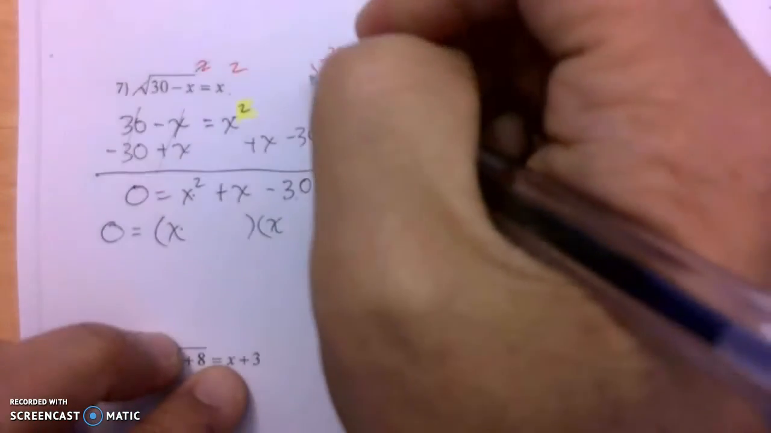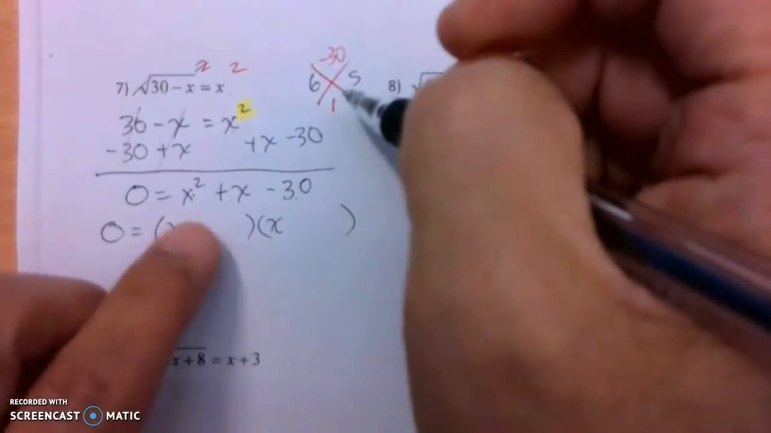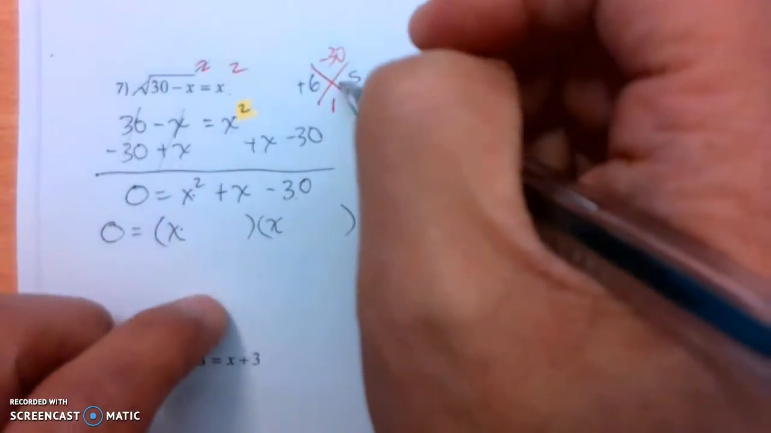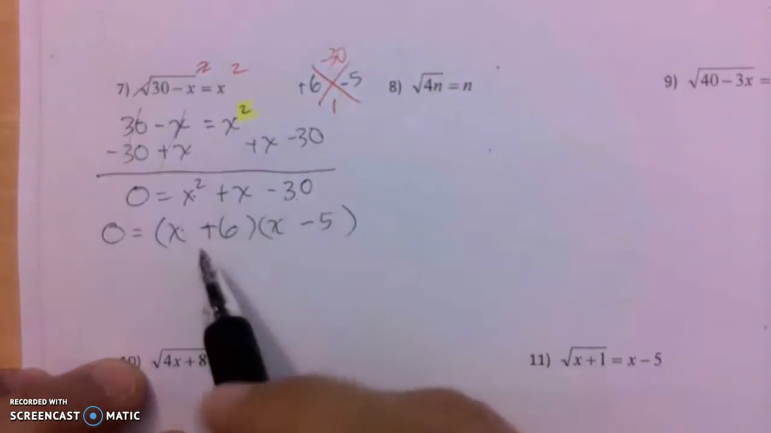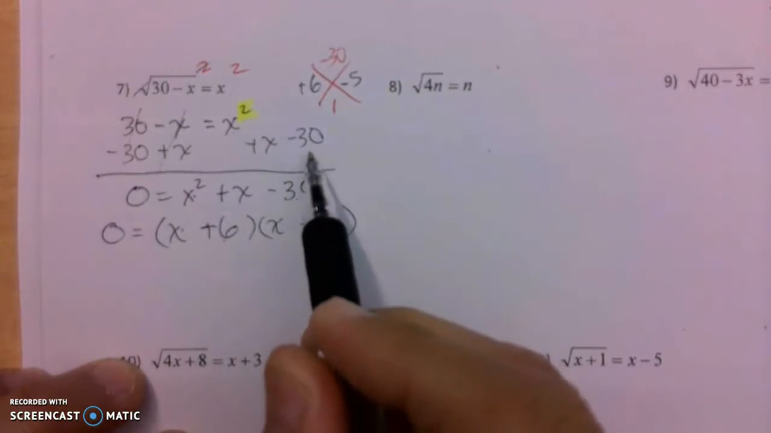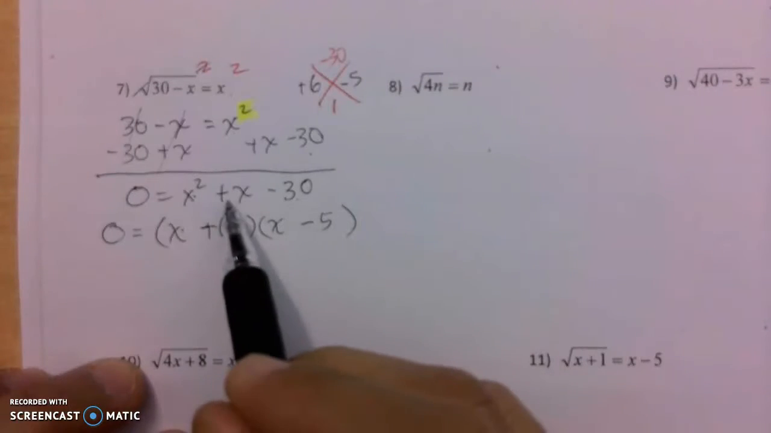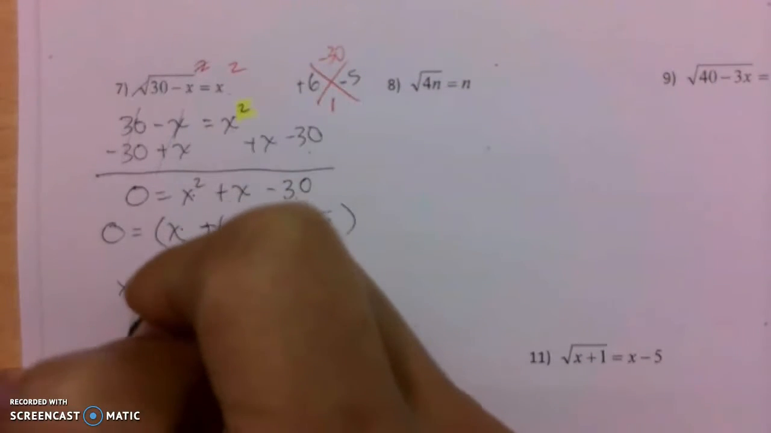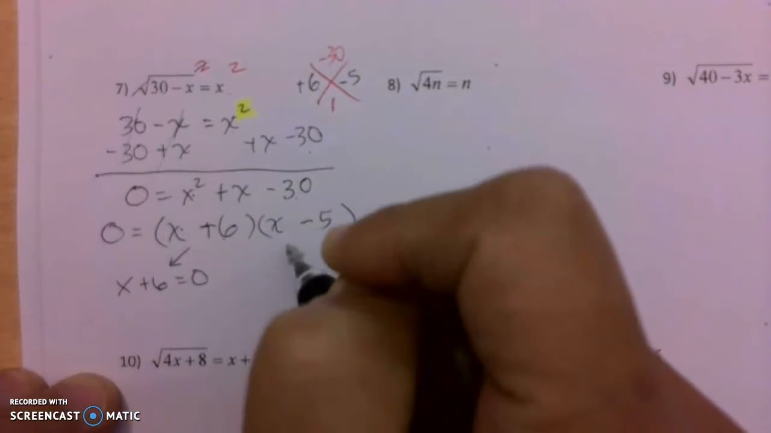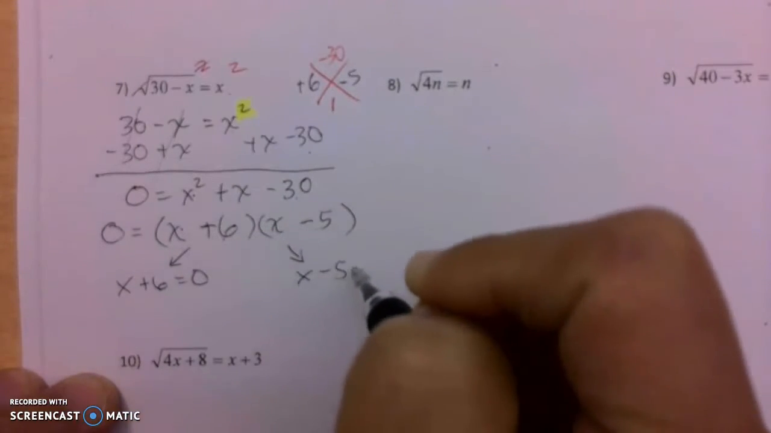Well, this will be a 6 and a 5. And if it's a positive one, I want a positive 6 and a minus 5 there. So a plus 6 and a minus 5. Positive 6 minus 5 multiplied to negative 30, and yet they add up to negative 1 there. We're not quite done yet. We're going to say x plus 6 is equal to 0, and also x minus 5 is equal to 0.